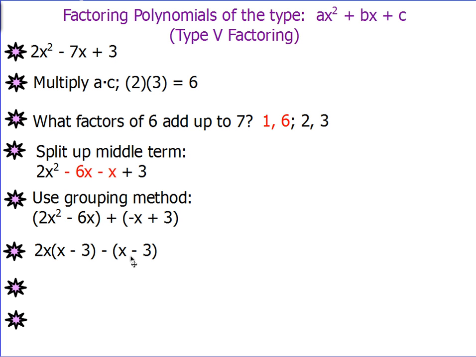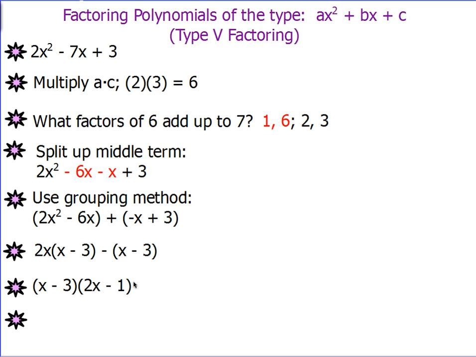So I'm going to factor out this common polynomial of x minus 3. That's here. And then what's left? If I pull that out, I divide this by x minus 3, I'm left with 2x. If I divide this side by x minus 3, I'm left with that 1, and that's where the minus sign is. So x minus 3 times 2x minus 1, those are my factors.